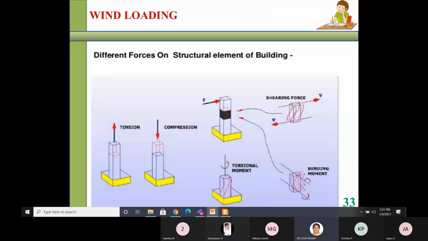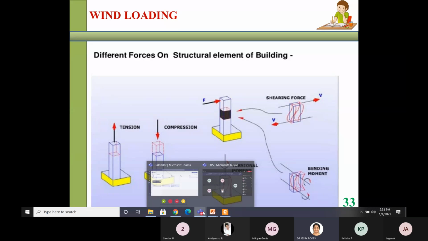So with this I will be completing the loading part of this particular syllabus, the second unit, actually the second module. I think maximum one more class I will take to do the calculations of the wind load and earthquake load. Then I'll be moving on to the third module.